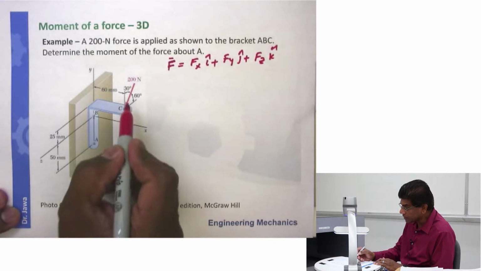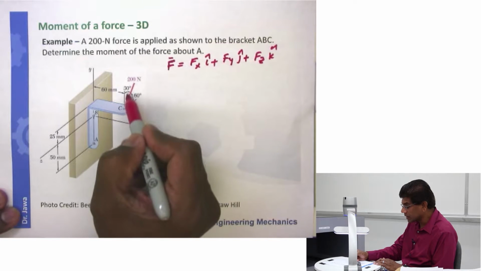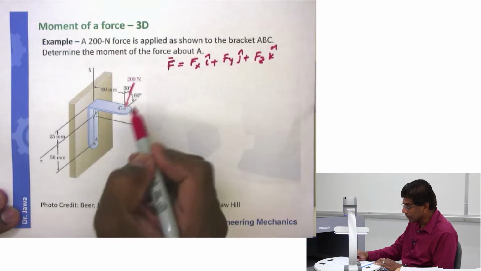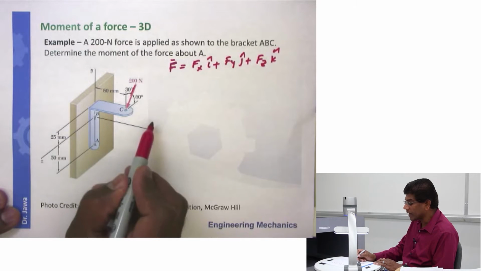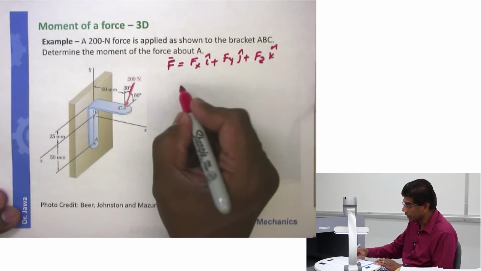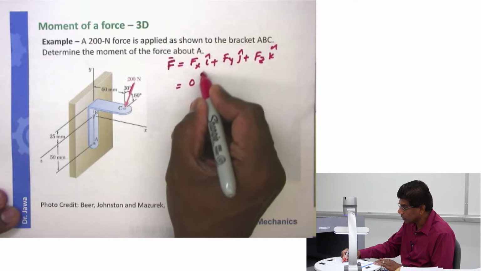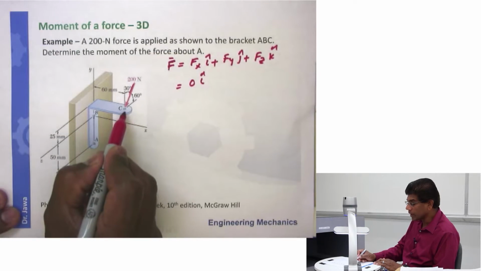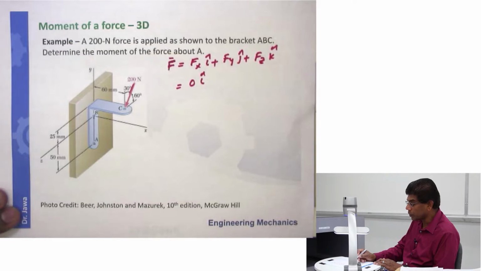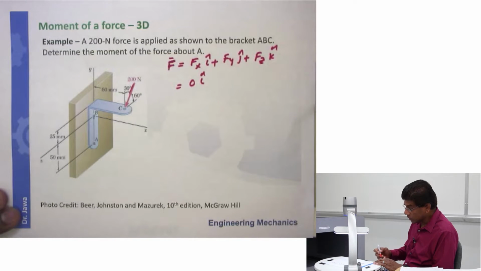Let's try to look at the x component. The way this problem is given, this force is in a plane, I would say YZ plane. It is not anywhere in x, and therefore there is no x component, and therefore it is going to be 0I. You don't have to write 0, but I want to make sure you understand there is no x component, so 0I.